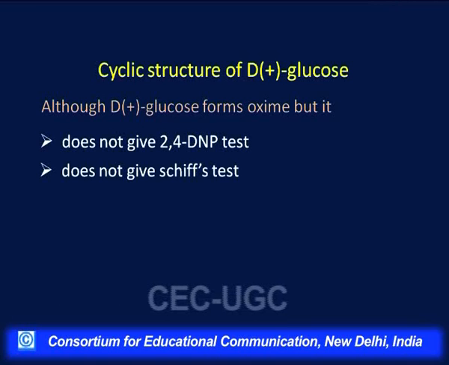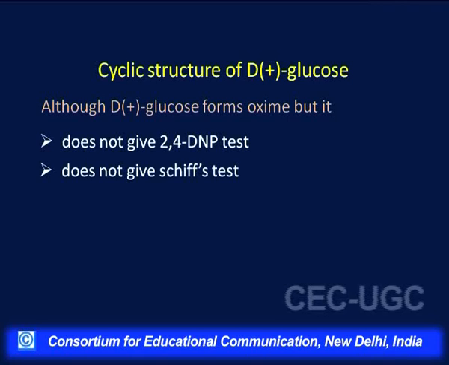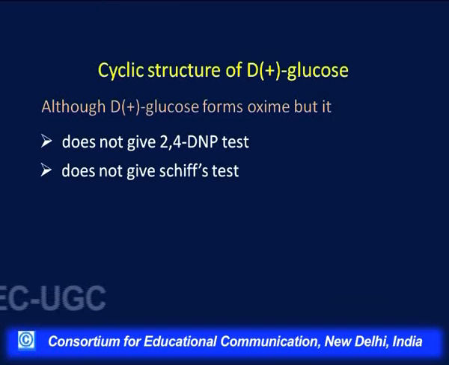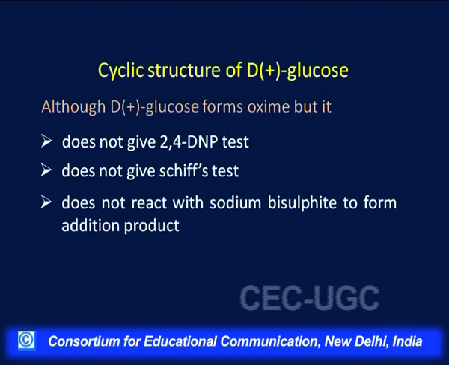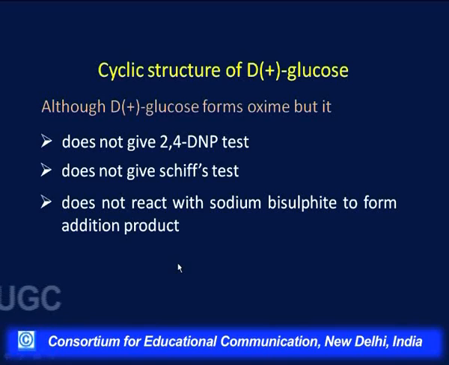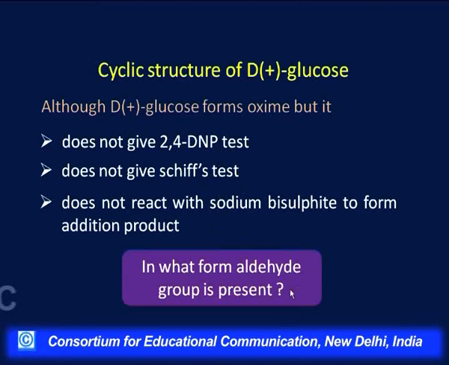It does not give Schiff's test. Although we use this test to differentiate between aldehydes and ketones, and with Schiff's reagent a pink color is obtained, D-plus-glucose does not give this Schiff's test. It also does not react with sodium bisulfite to form the addition product. So, actually these are the basic tests which are given by aldehyde groups. So, glucose gives some other tests, but not these tests. So, in what form is this aldehyde group present, so that some tests are given and some tests are not given?